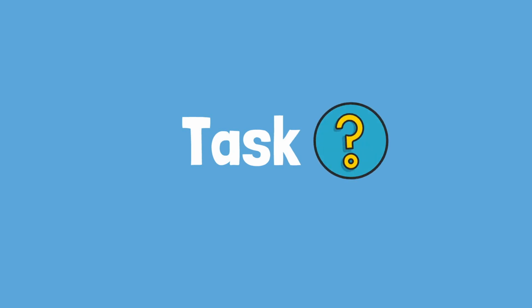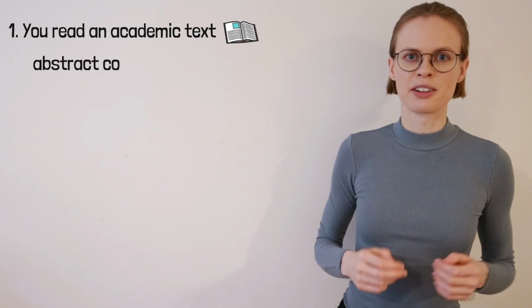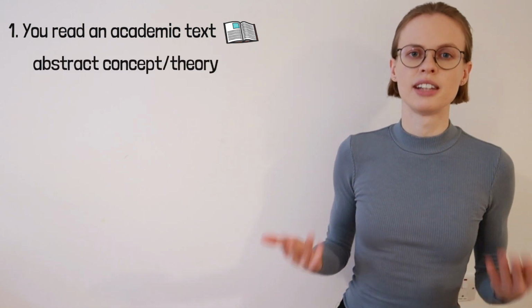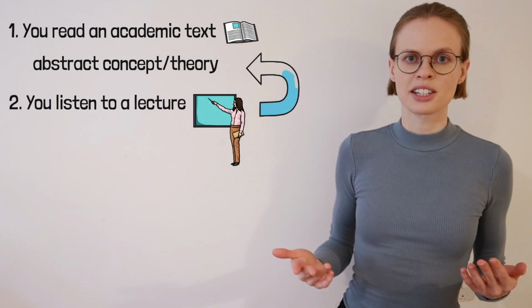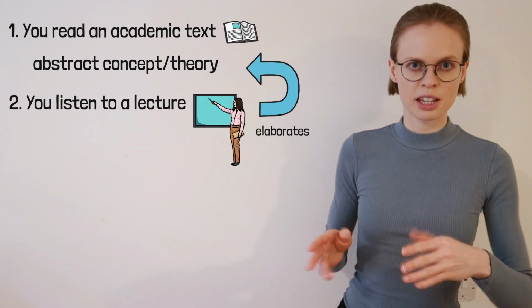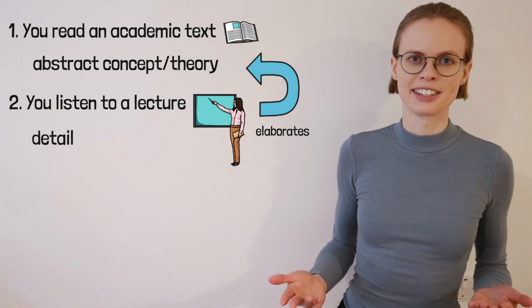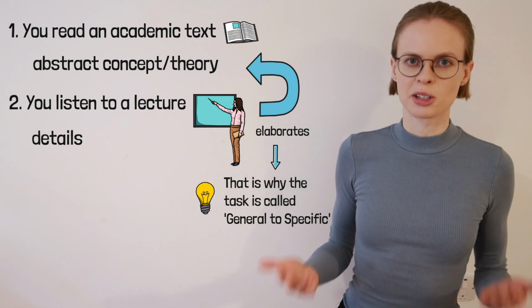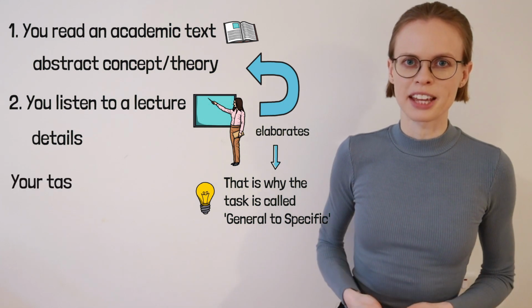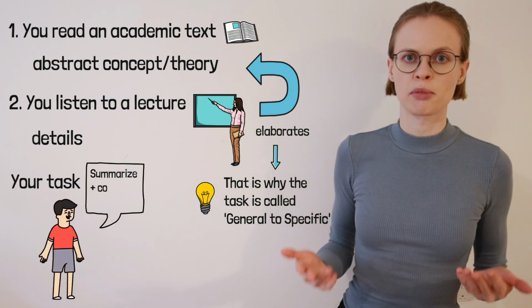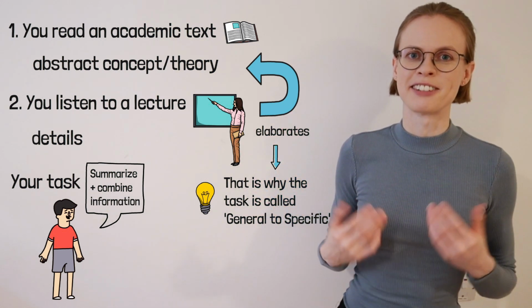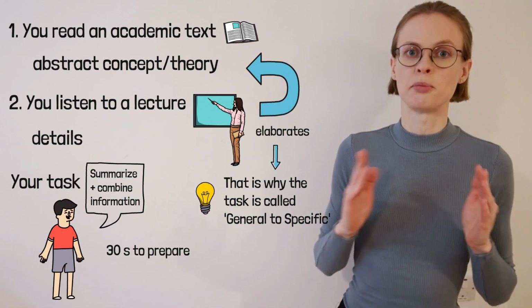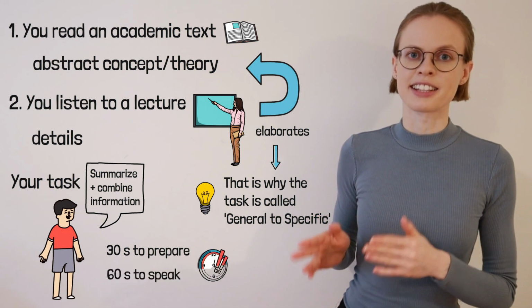What does task 3 look like? In task 3 in TOEFL speaking, you first read an academic text. The passage explains an abstract concept or a theory. After that, you listen to an academic lecture. The lecturer elaborates on this concept or theory by providing concrete details. This means that both the reading and the listening talk about the same topic, but they do it in a different way. Your task is to summarize both passages and to combine the information from both. You have 30 seconds to prepare your answer and 60 seconds to speak.